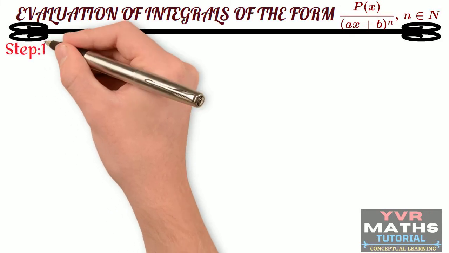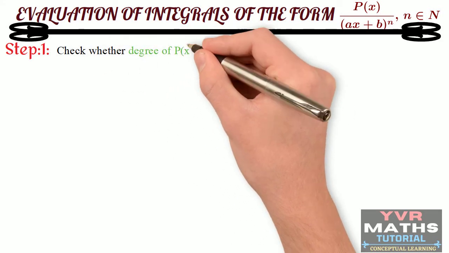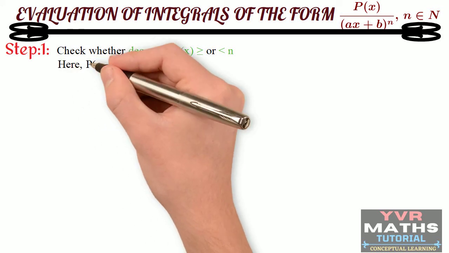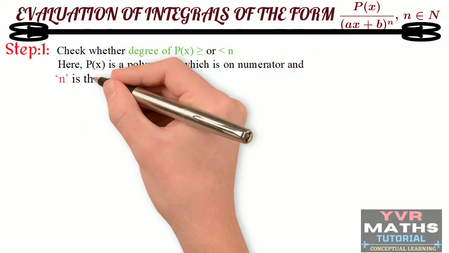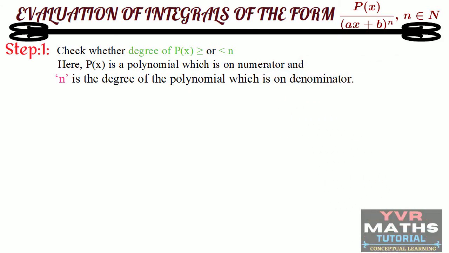In that algorithm, the first step is to check whether the degree of p of x is greater than or less than n. Here p of x is the polynomial in the numerator, and n is the degree of the polynomial in the denominator. So observe the actual form here: p of x by (ax plus b) whole power n, where p of x is the polynomial and n is the degree of the polynomial in the denominator. Observe carefully, students. This is the first step we have to follow to solve the given question.